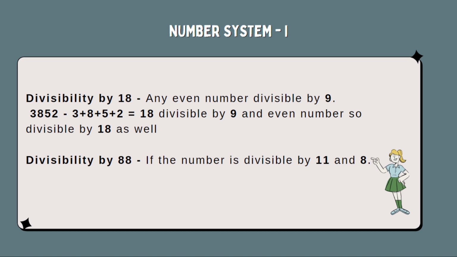Divisibility by 88. This sounds difficult, but it's very easy. Just check whether the number is divisible by 11 and 8 or not. If they are, it means the number is divisible by 88 as well.